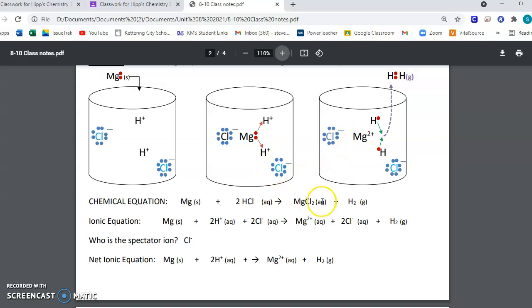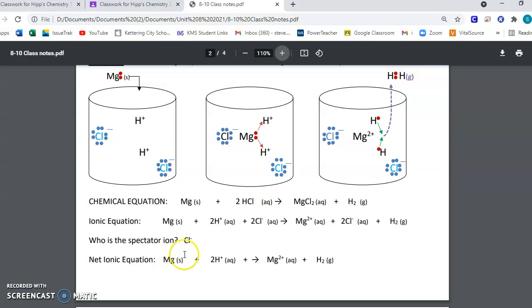After the reaction, we have Mg2 plus. There it is. After the reaction, we still have the two Cl minuses. There they are. And now we have H2 gas. So the ionic equation is showing what is happening overall in these two containers. Who didn't change? That's the spectator ion. The chloride ion did not change. We have Cl minuses in all three of those containers. The spectator ion is Cl minus.